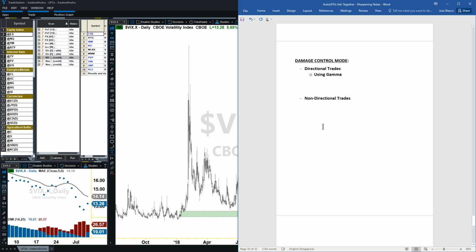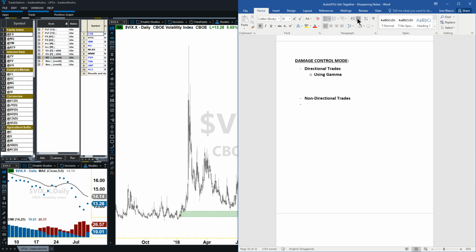When it comes to non-directional trades, well, think about it. Non-directional trades are trades where you sold options. Because you sold options, you don't have positive gamma. You have negative gamma.